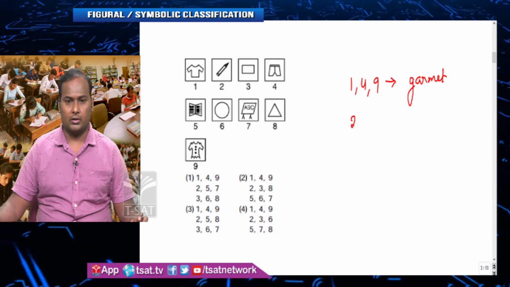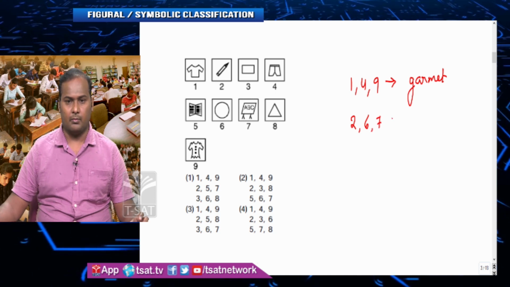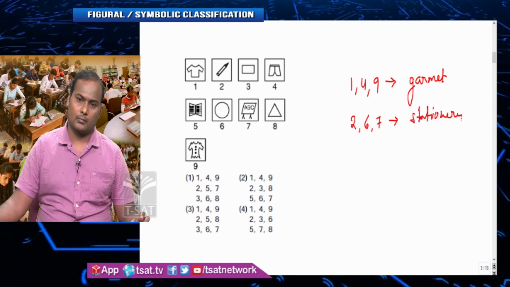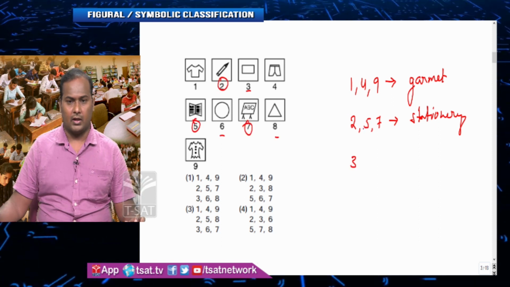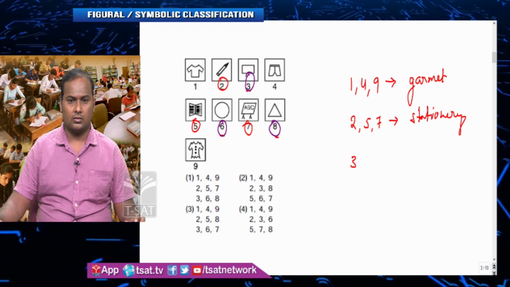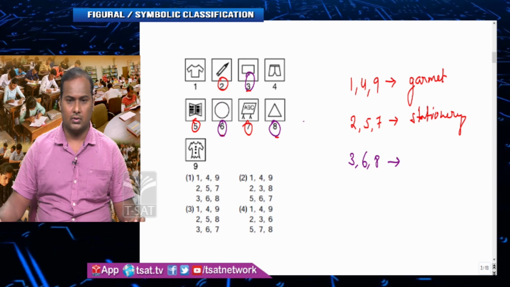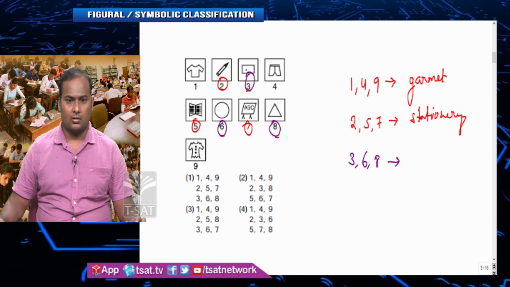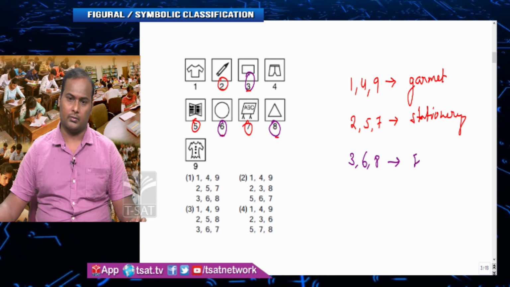So for figure numbers 2, 5 and 7, these three can be classified based on the character of stationery. He is talking about all stationery items here. The remaining group is 3, 6 and 8. So 3 is a square, 6 is a circle, and 8 is again a triangle. So 3, 6, 8 I can group into the symbols you see in geometry. So symbols belong to geometry.